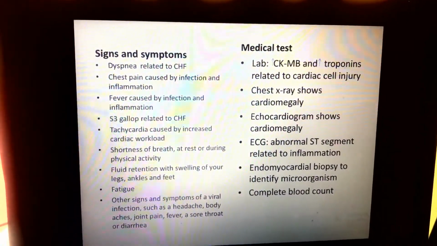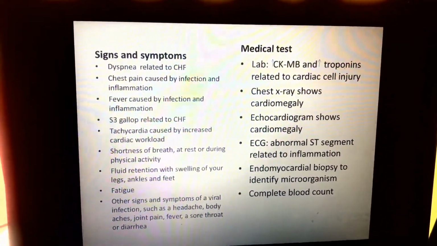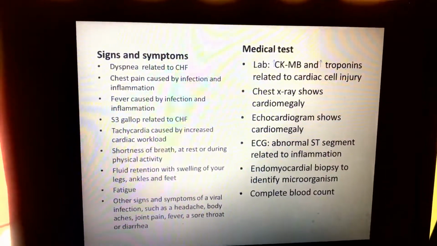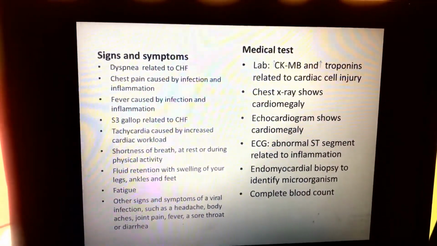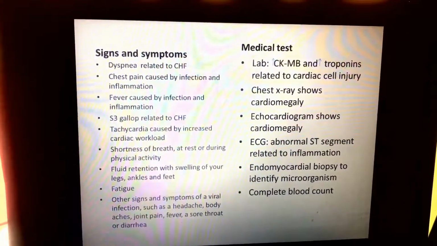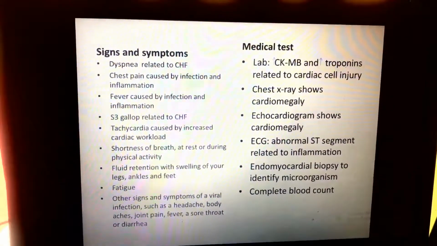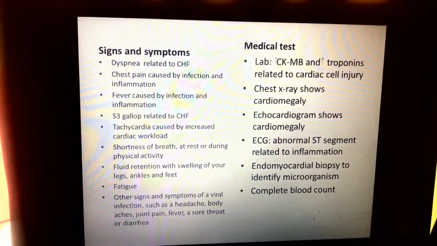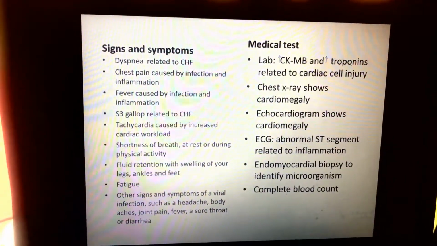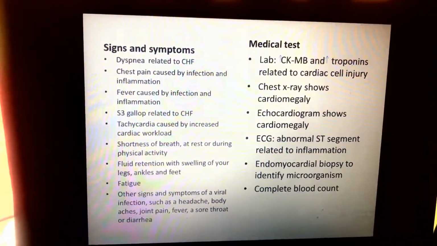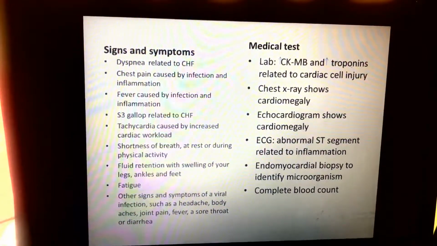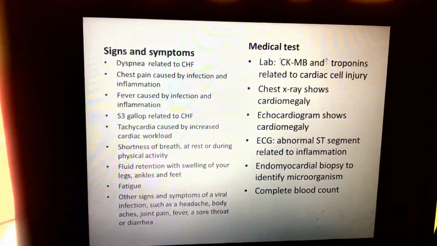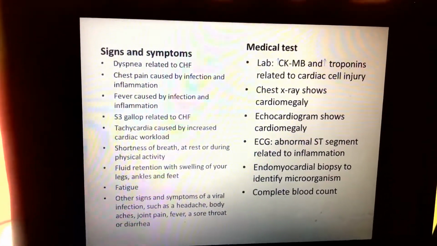We will have a chest X-ray. It will show cardiomegaly. Cardiomegaly is an enlargement of the heart. Echocardiogram will show cardiomegaly also. On the ECG, we can have an abnormal ST segment related to inflammation. That is very difficult for you, but maybe you will understand it in the A0.